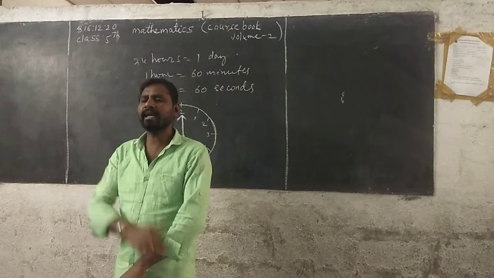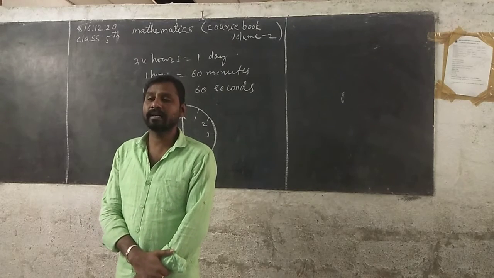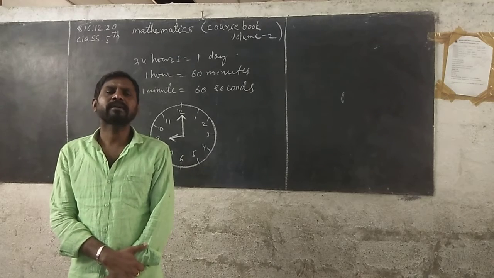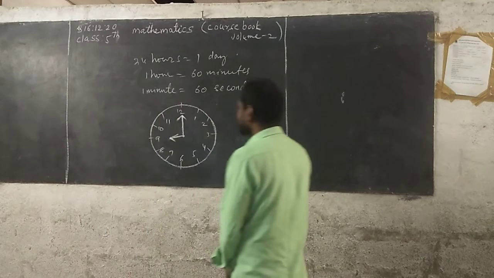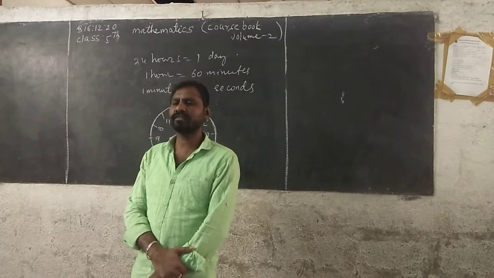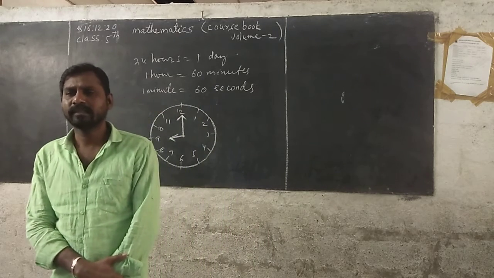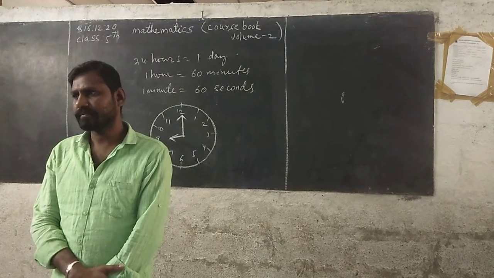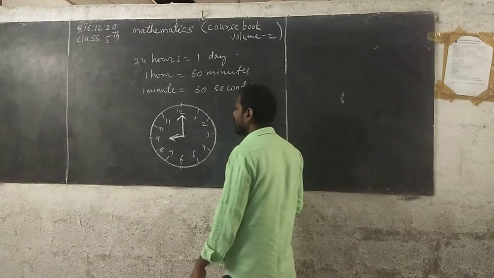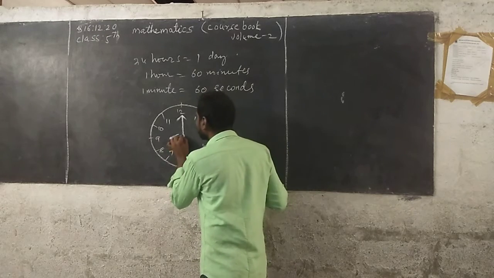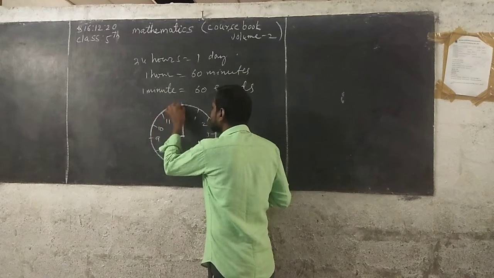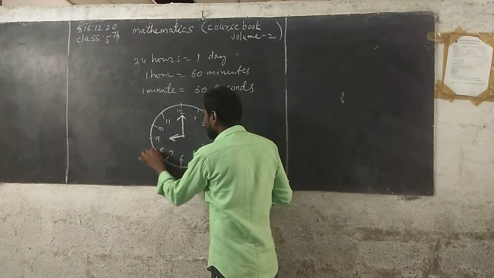Then in a day, the hours hand completes 2 rounds around the clock. So 1 round is equal to 12 hours and another round is equal to 12 hours. 12 plus 12 is 24 hours, which makes 1 day.